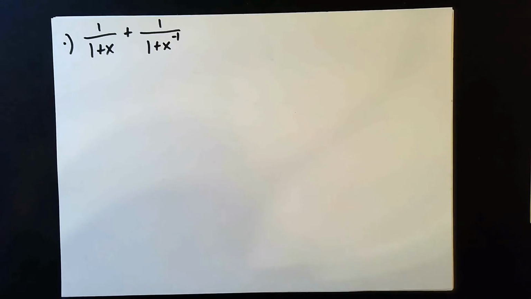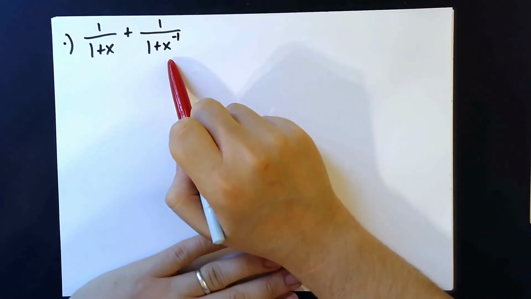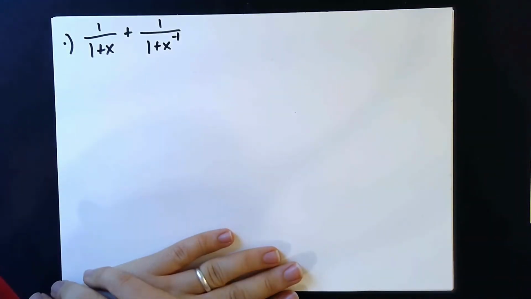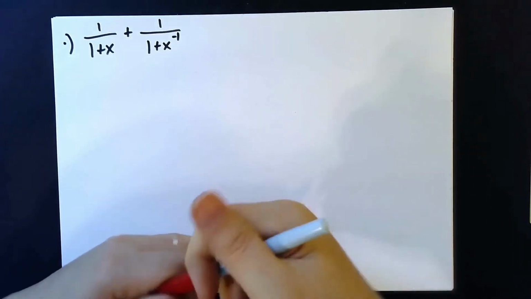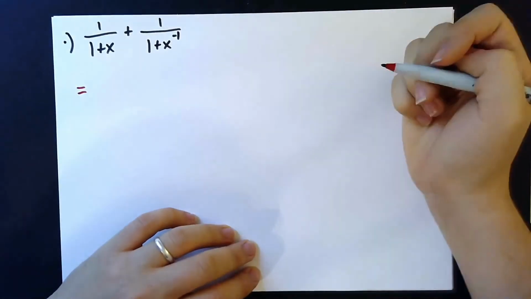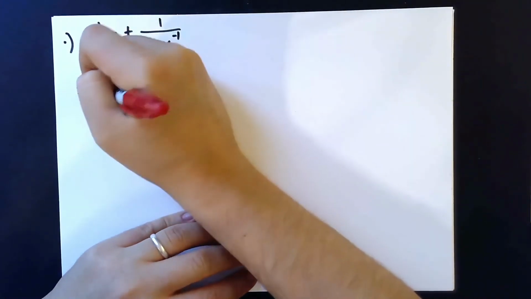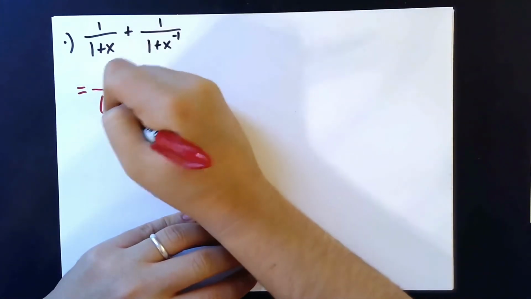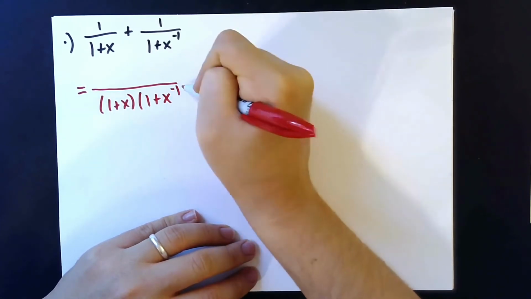Okay, so our last example for this video, I want to rewrite this sum of two fractions as a single fraction. There are actually two ways I can go about doing this. So the first way is to put these things again over a common denominator. So that common denominator is going to be 1 plus x times 1 plus x inverse.